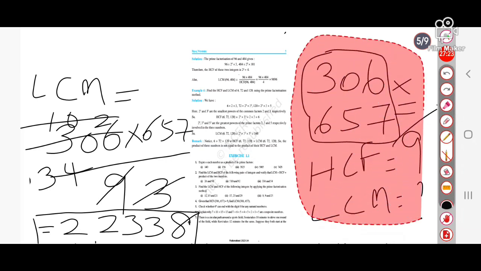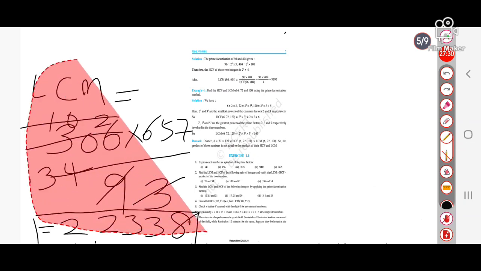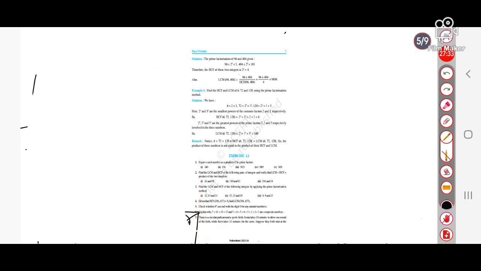So we can easily arrive at the answer if they have given HCF or LCM with the two numbers by this formula. Time is saved by using this formula, and we get the correct answer too. The fifth question they have given is, check whether 6 power n can end with the digit 0 for any natural number n.